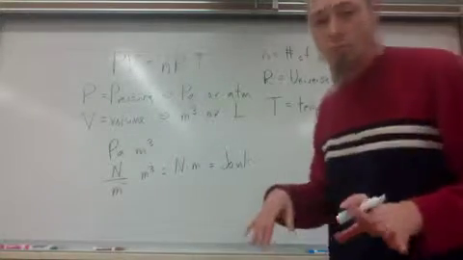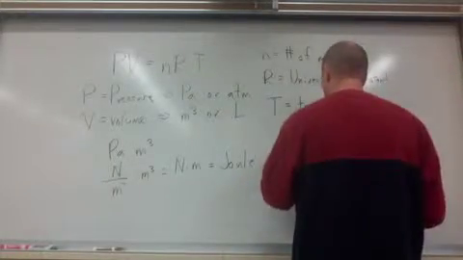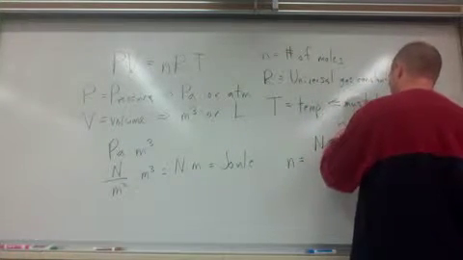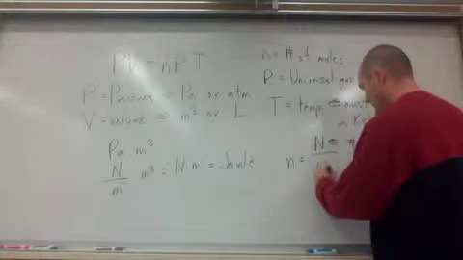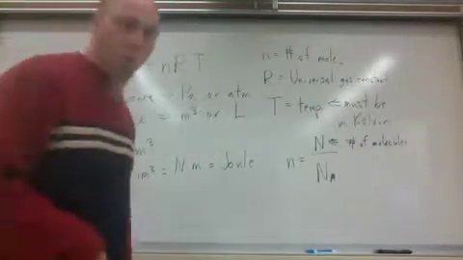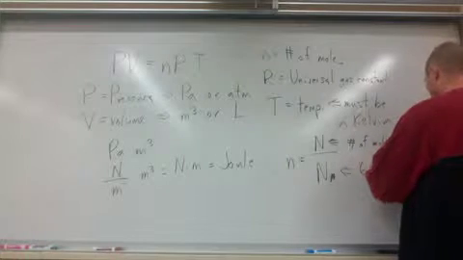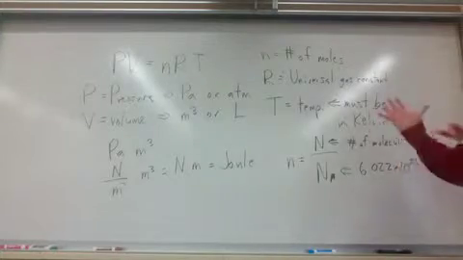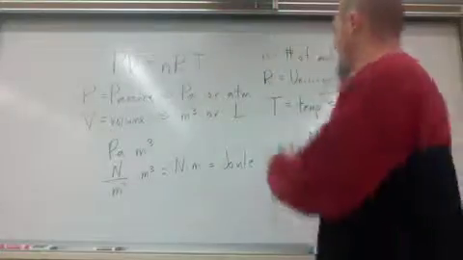A couple other things just to review, and hopefully you guys already know this. Remember, to find the number of moles, n equals the number of molecules divided by Avogadro's number. Avogadro's number is 6.022 times 10 to the 23rd molecules per mole. That's pretty much everything you need to know as far as this stuff goes.